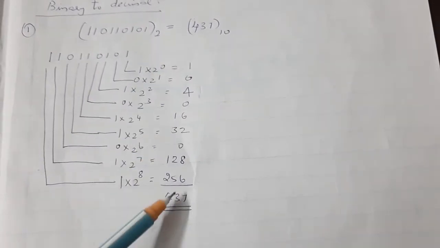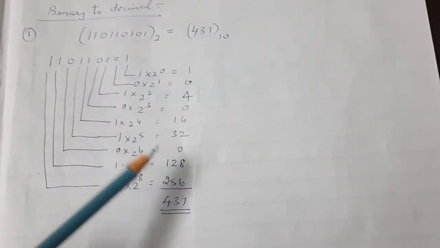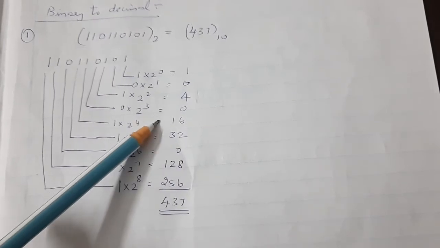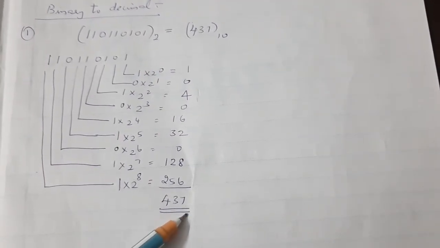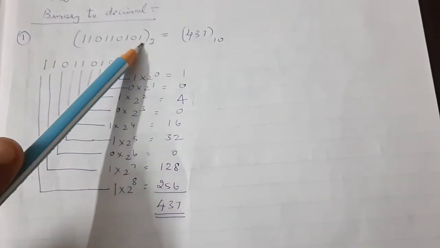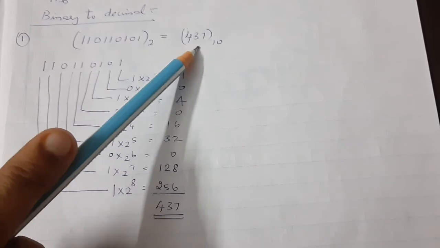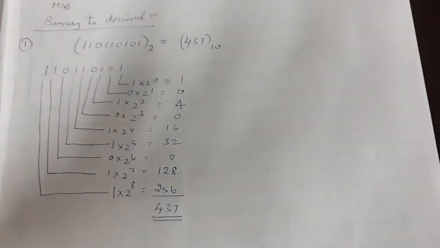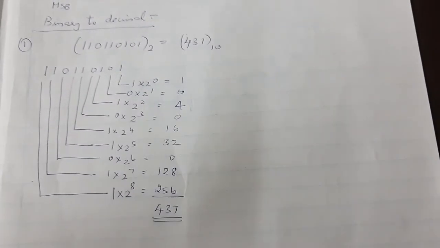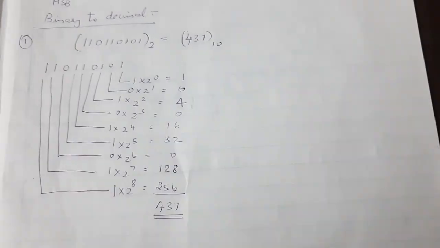Now you add all these numbers: 256 plus 128 plus 32 plus 16 plus 4 plus 1. The value is 437. Therefore, when we convert this binary number, you get the decimal value 437. This is how we can convert binary to decimal and decimal to binary, the first conversion stage involved in the digital electronics paper.